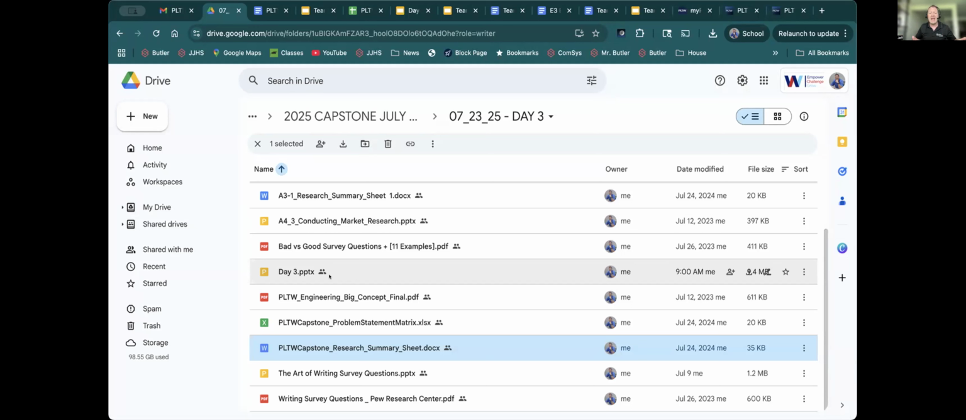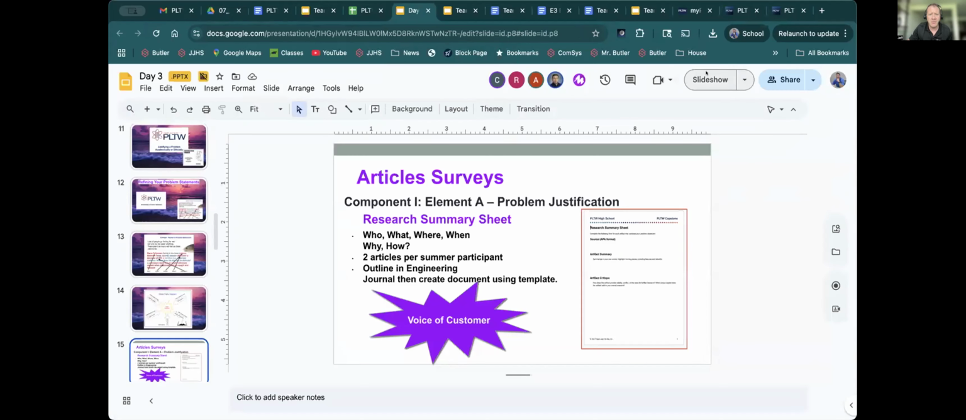So with this Element A, we're just going out there. We're not only trying to identify the problem, but now we're trying to validate it. We're trying to define our problem and eventually come up with a well-defined problem statement.